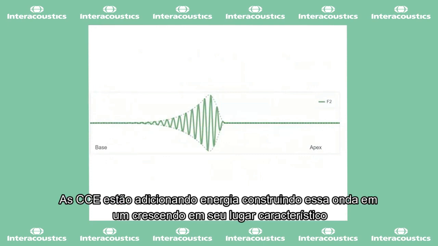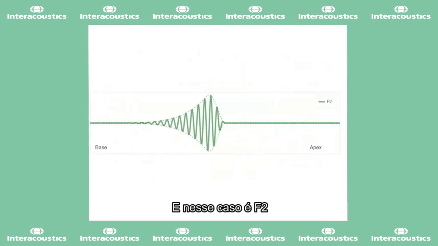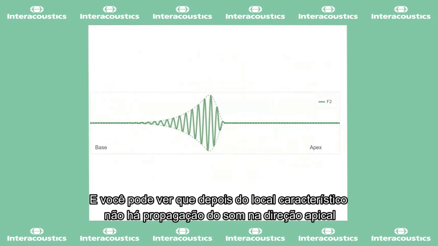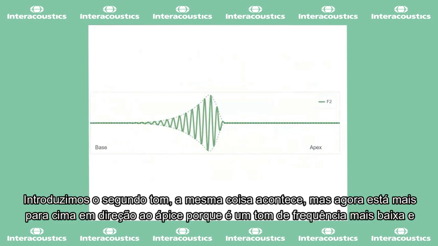The outer hair cells are adding energy, building that wave to a crescendo at its characteristic place. In this case, it's F2, and you can see that after the characteristic place, there is no propagation of sound in an apical direction. If we introduce the second tone, same thing happens, but now it's further up towards the apex because it's a lower frequency tone.